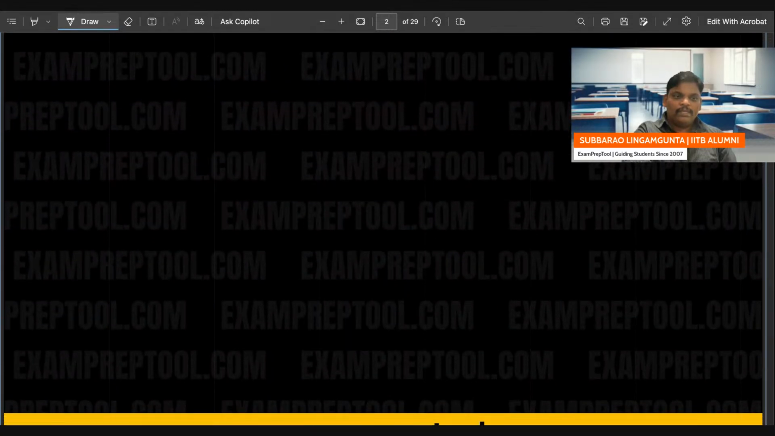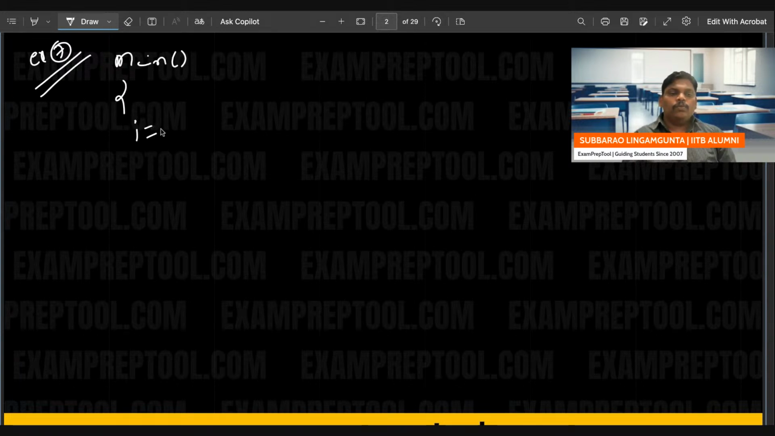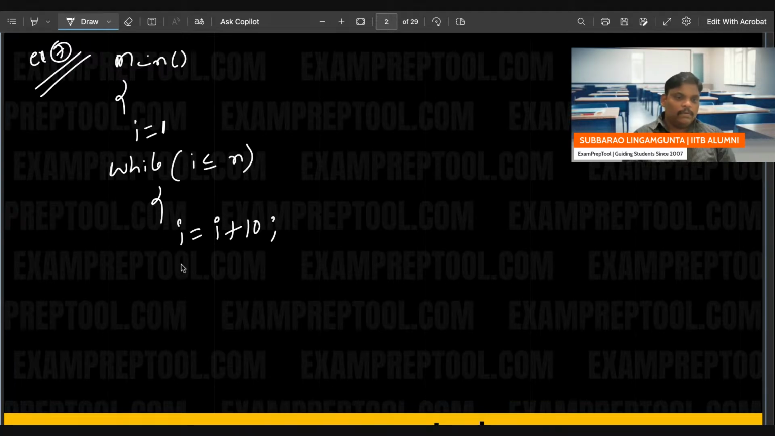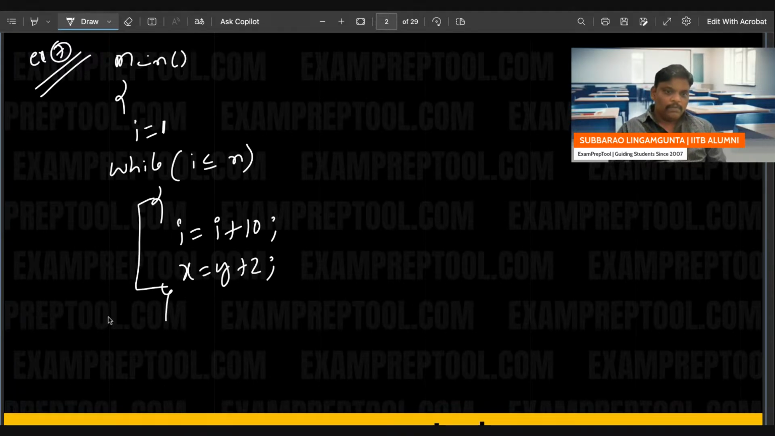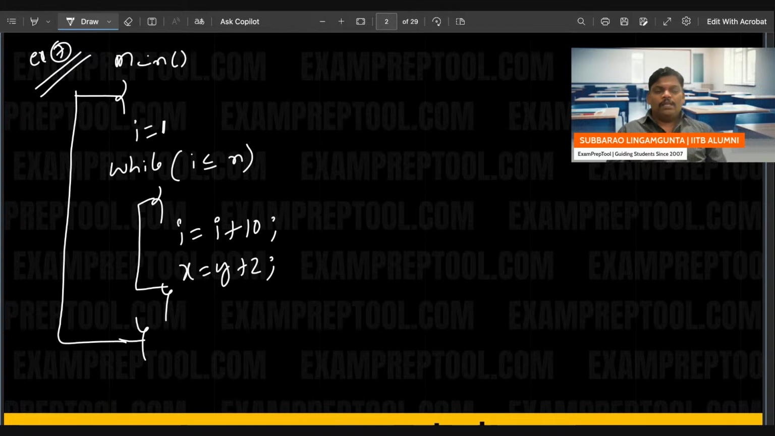Example 6 over. Let's go to example 7. Take care, this is also main. i is equal to 1, while i less than or equal to n, go inside: i is equal to i plus 10, x is equal to y plus z. So this is the program.